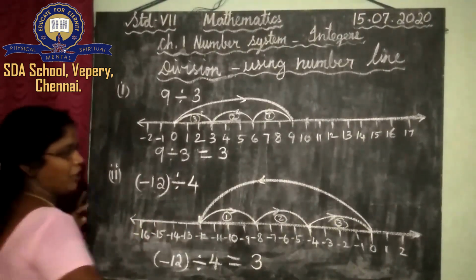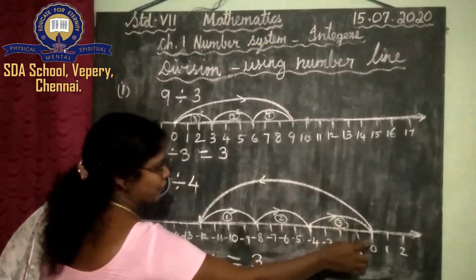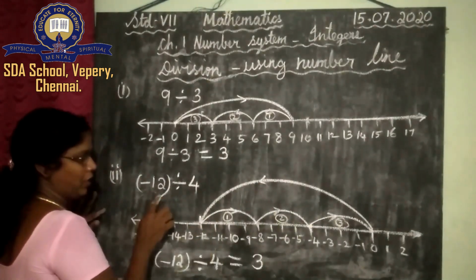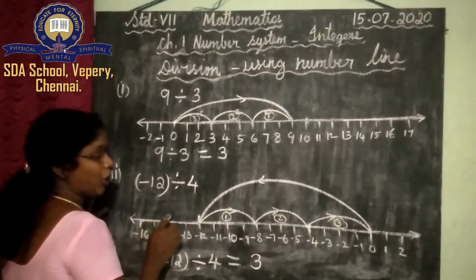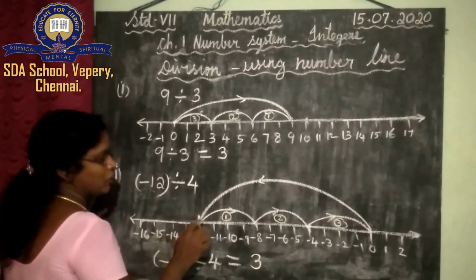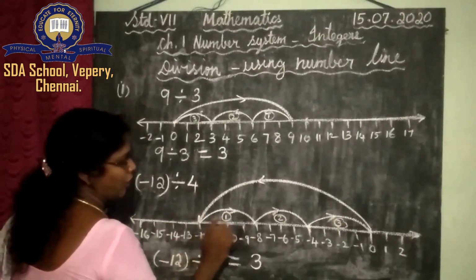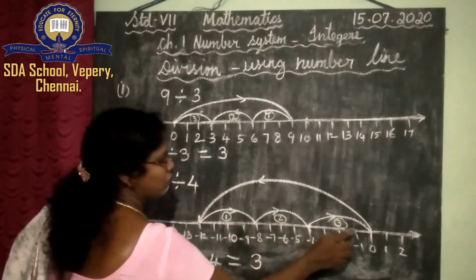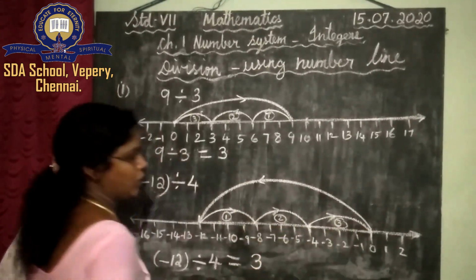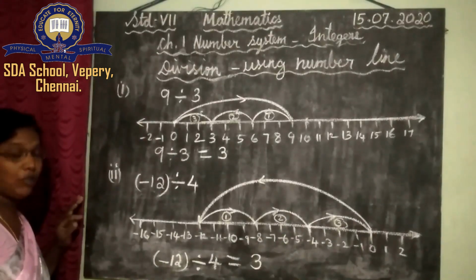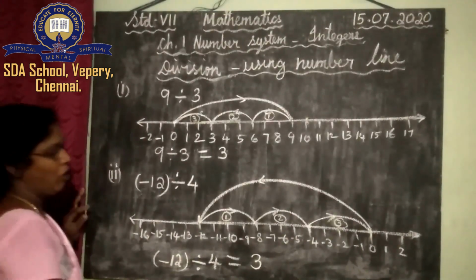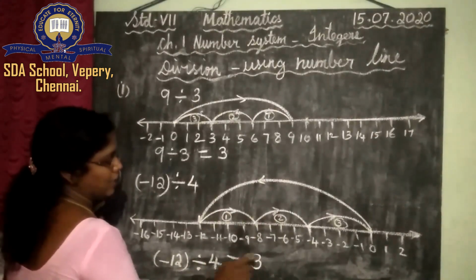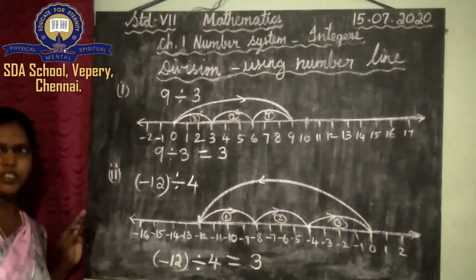So I am traveling from 0, I am coming to minus 12 because minus 12 is given there. How many units do we need to count and go? 4 units. So 1 2 3 4, 1 time. 1 2 3 4, 2 times. 1 2 3 4, 3 times. It reaches 0 there. It has to reach 0. Then only our answer is correct. So how many times now? 3 times. So minus 12 divided by 4, our answer is 3. Understood, children?